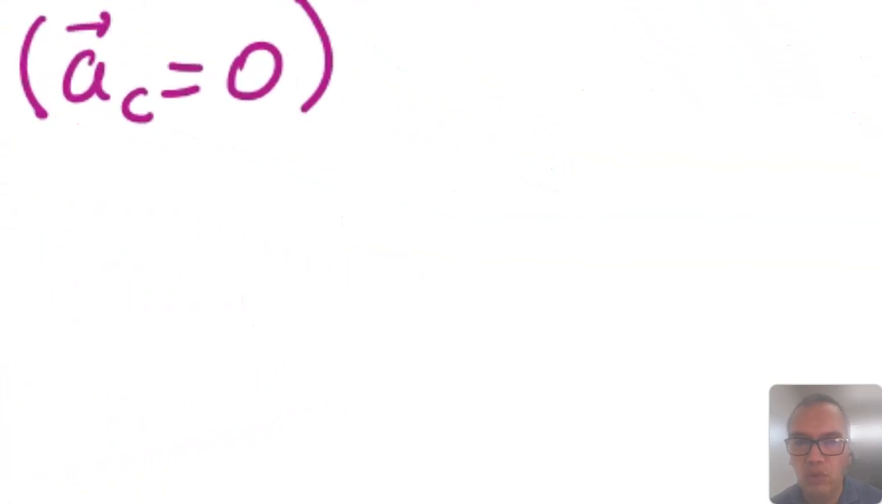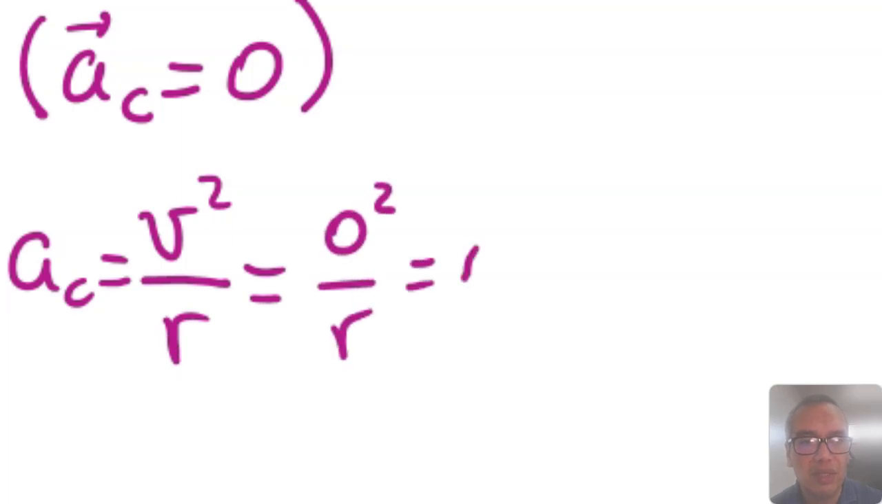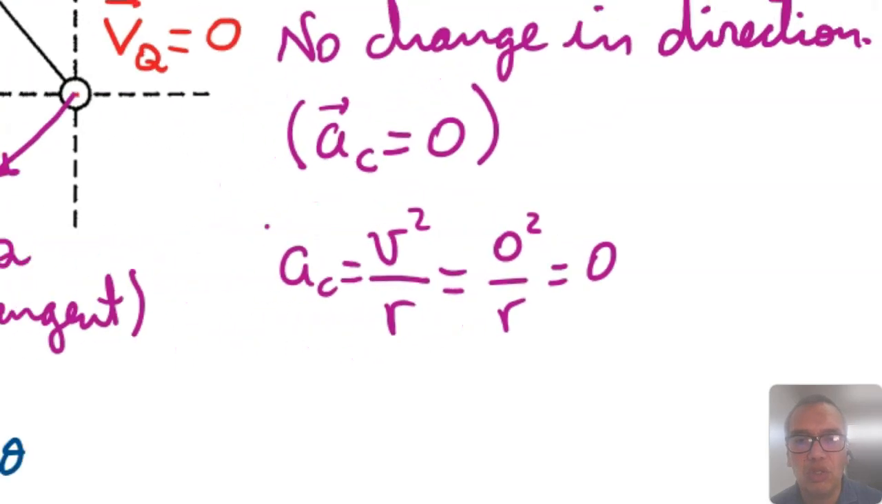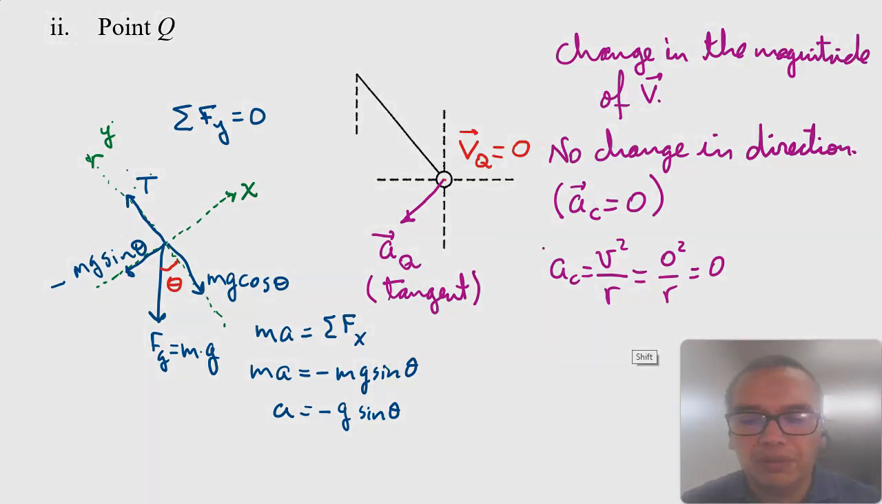Now, we have to support that claim, but it's relatively easy because if you remember, the centripetal acceleration has a magnitude that depends directly on the speed. It's the square of the speed divided by the radius, but the speed is zero here. So you have zero divided by the radius. There is no centripetal acceleration, only tangential acceleration that is pulling the ball towards the center or towards point P in this case. So the velocity is zero, the acceleration is only tangential towards the midpoint.